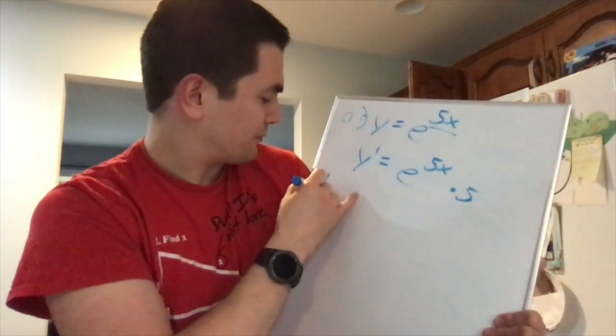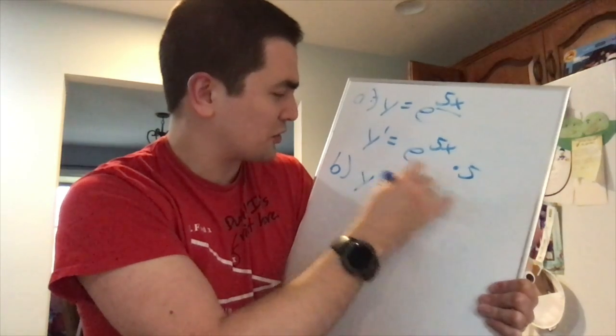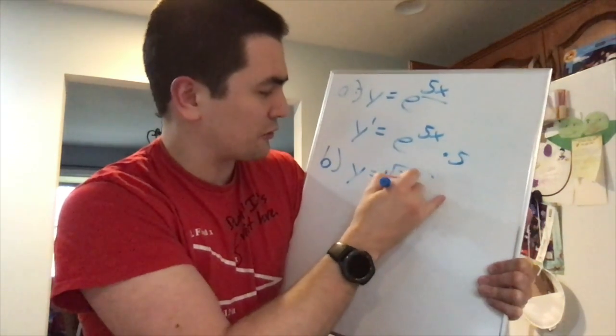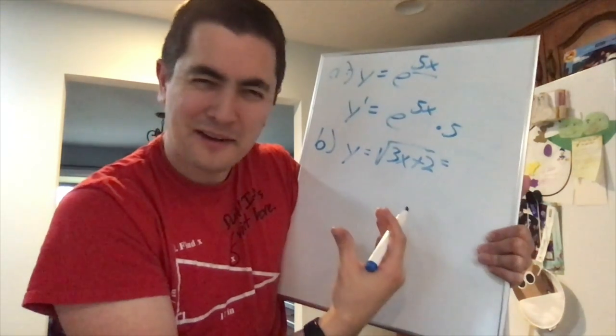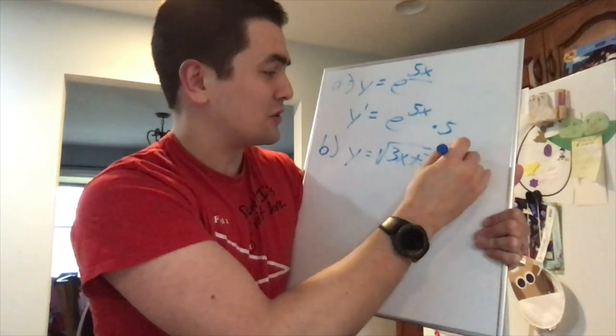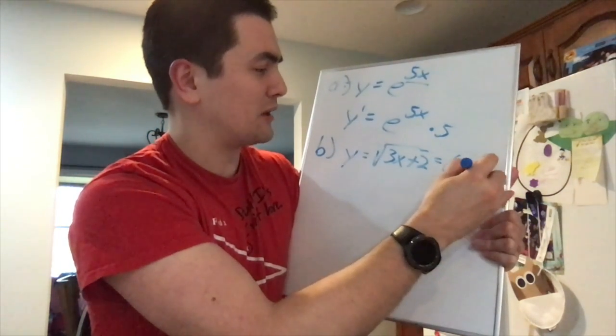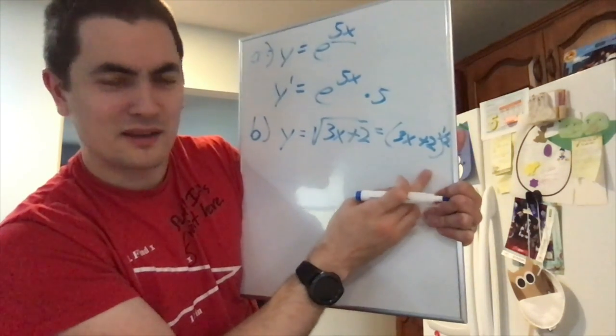Why don't we do b? All right, so this one says y is equal to the square root of 3x plus 2. Why don't I rewrite this in a calculus-friendly format where I make the square root to the 1/2 power? So I'll make this 3x plus 2 to the 1/2 power. I know it's kind of hard to see what I did there.